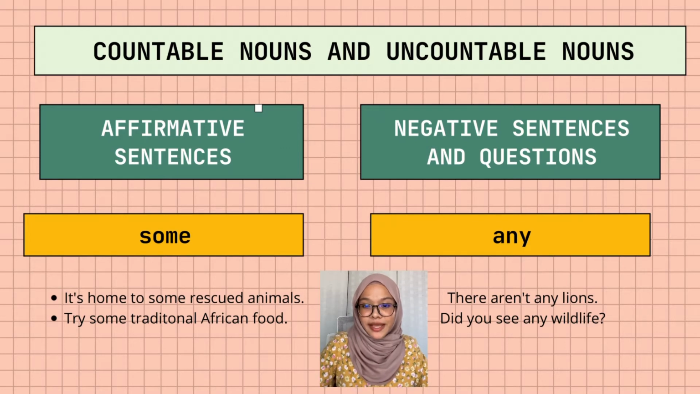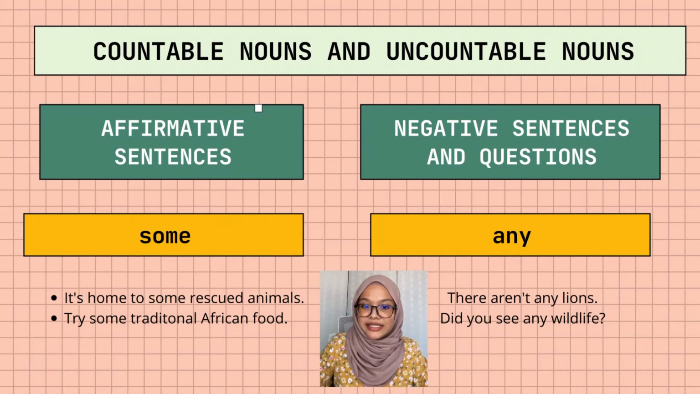Some can be used with plural countable nouns and uncountable nouns. When used with countable nouns, it means a few. When used with uncountable nouns, it means a little. Some is usually used in positive statements. For example, it's home for some rescued animals. Try some traditional food.